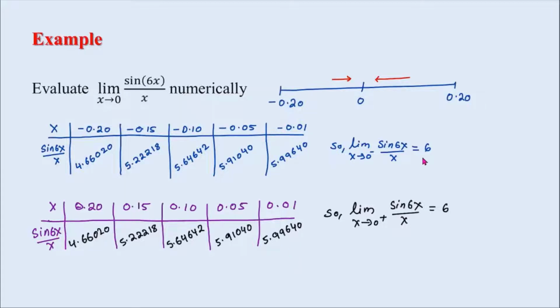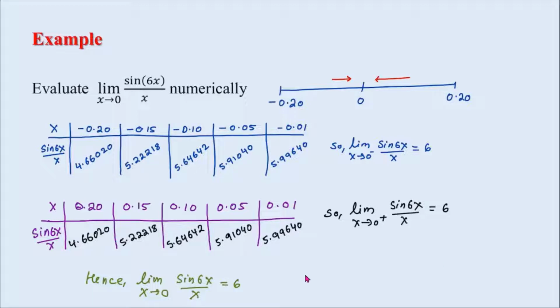So clearly the left-hand limit is 6, and here the right-hand limit is 6. So we know that if the left-hand limit and right-hand limit are equal, the limit exists, and that will be equal to this value. So we can write, hence the limit as x approaches 0 of sine 6x over x is equal to 6.